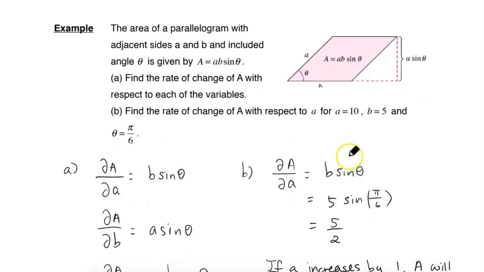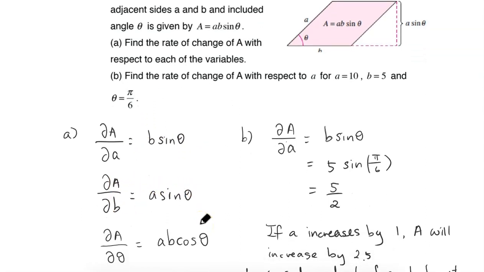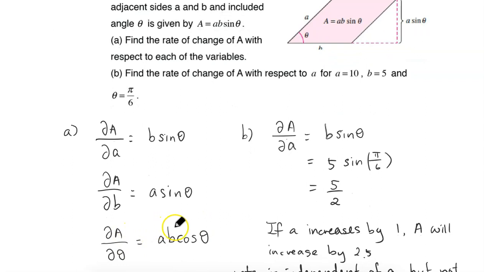The area of a parallelogram with adjacent sides a and b and included angle theta is given by the formula A equals ab sine theta. Find the rate of change of A with respect to each of the variables. So, partial A, we take the derivative in terms of a, we get b sine theta. Partial b equals a sine theta. And finally, partial theta is ab cosine theta.